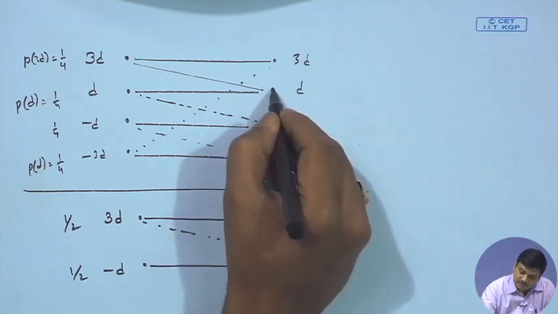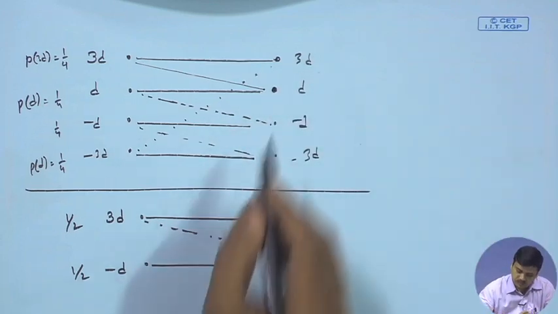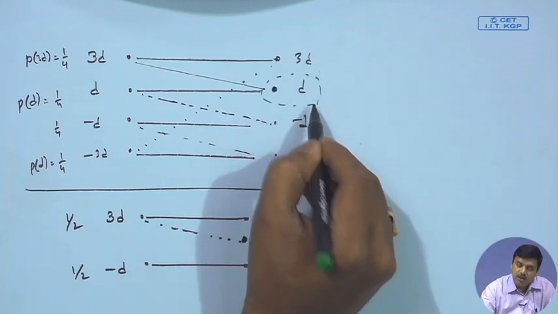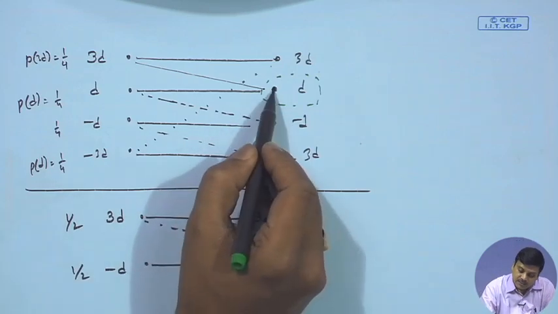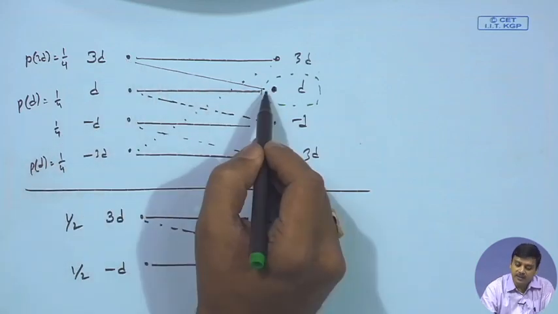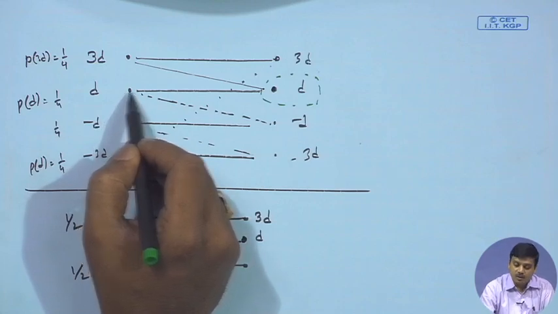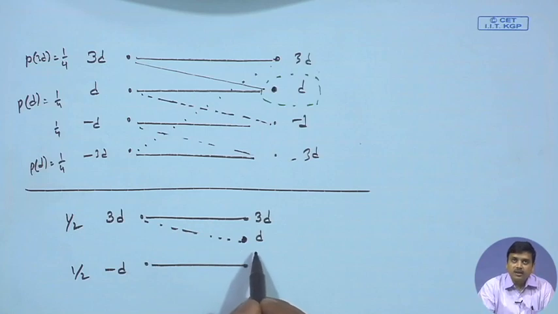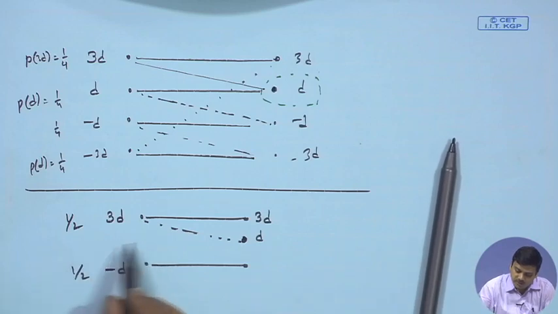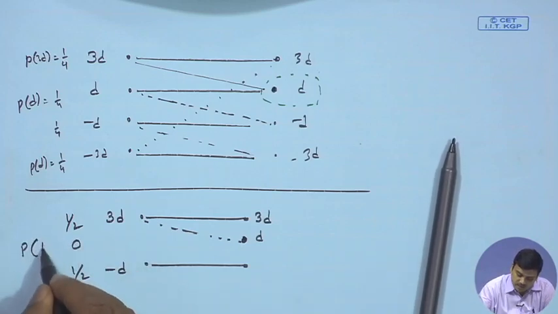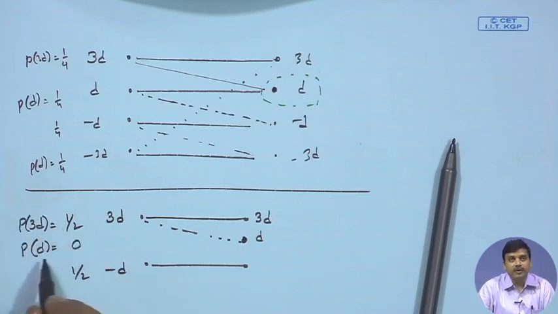Now suppose I have received D. What is the detector going to do? If it receives D, the detector is confused whether the D has come because of 3D or because of D. But if I do not send D, whenever the receiver receives a D, it knows that D has never been transmitted, because the probability of transmission of D is 0. I have modified this with the new probabilities. I have selected a probability where I do not send D at all.